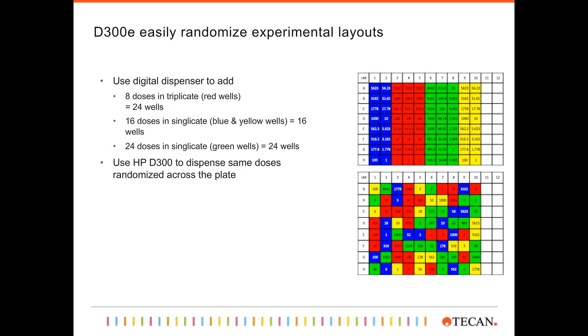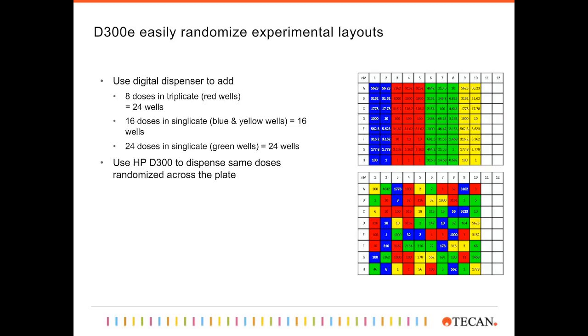With the D300E, you can randomize the entire plate layout with just the click of a button. The upper layout you would be fairly easily able to achieve by manual pipetting, but the lower one just becomes an impossible or very lengthy task to pipette.